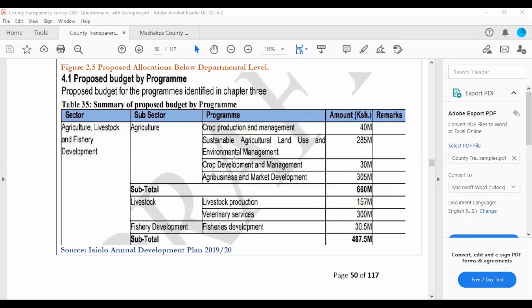So you can see for the agricultural sector, this is the Isiolo Annual Development Plan for 2019-2020. So agriculture, they have broken it down and stated the amount 40 million. Yeah. And we have also seen Machakos County has also done the same and has been precise. Okay.